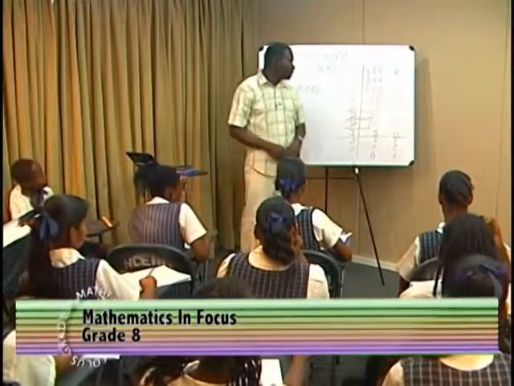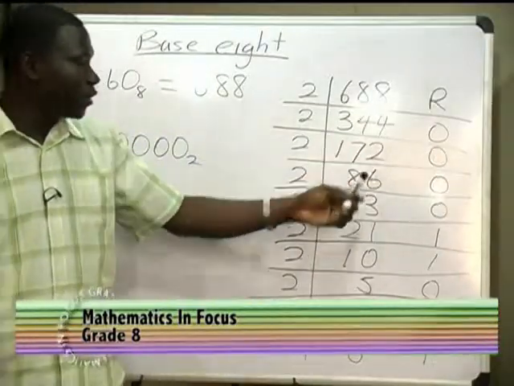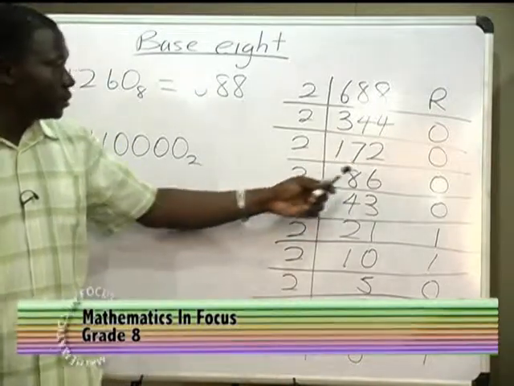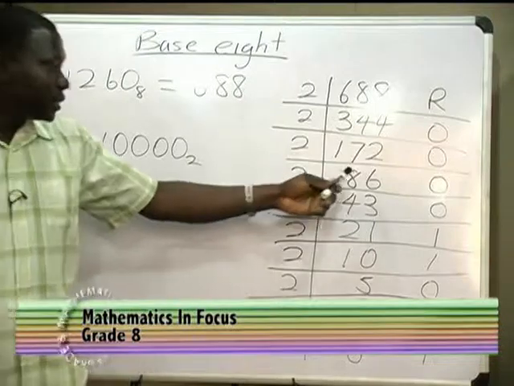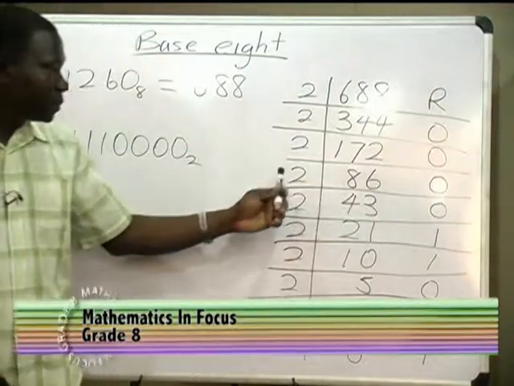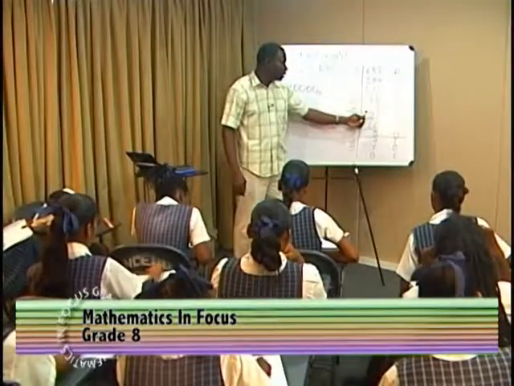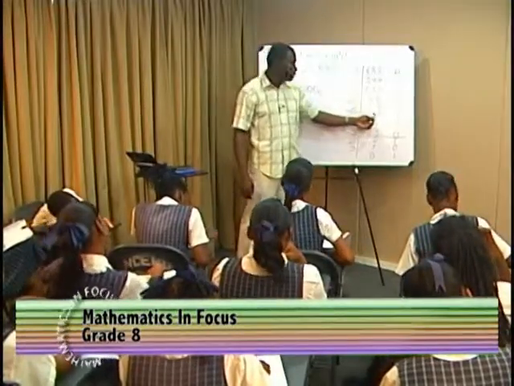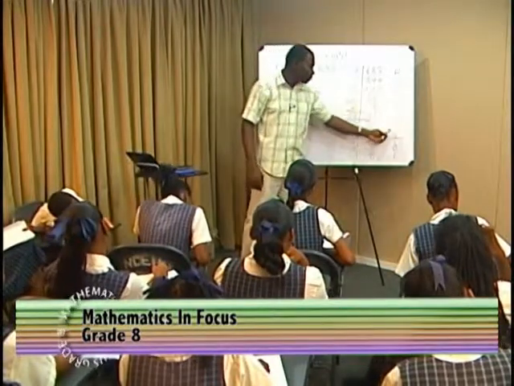2 into 688, 344, remainder 0. 2 into 344, 172, remainder 0. 2 into 172 gives us 86, remainder 0. 2 into 86, 43, remainder 0. 2 into 43, 21 twos, 42, and 1 remainder. 2 into 21, 10 twos, 20, and 1 remainder.